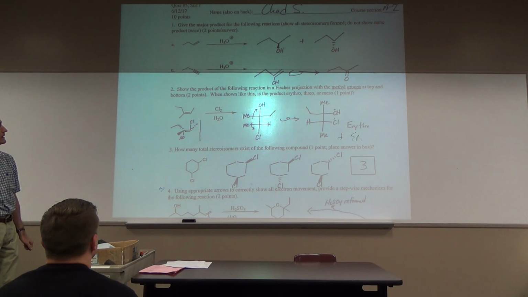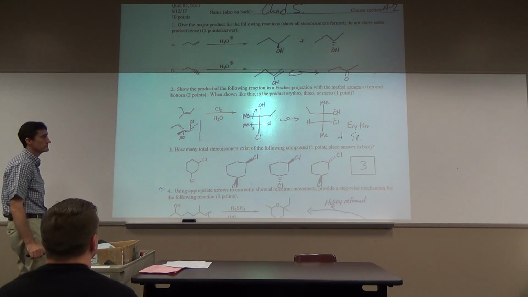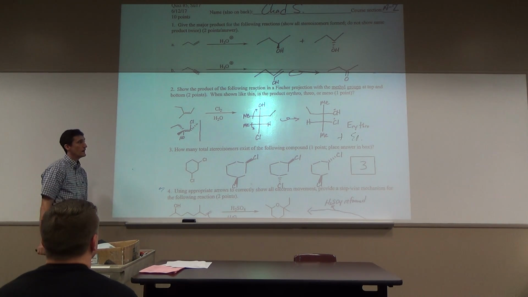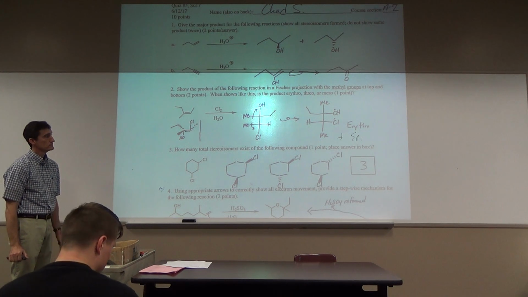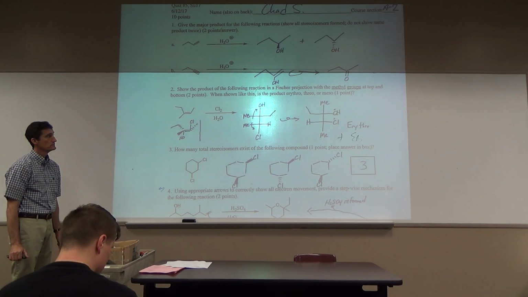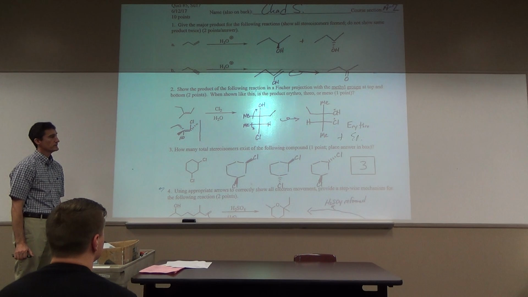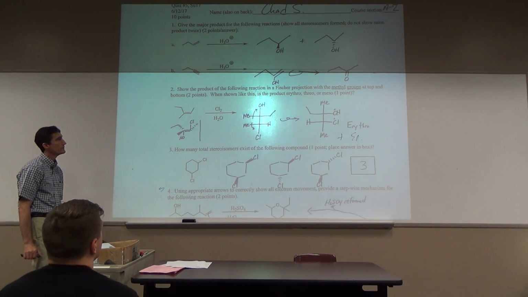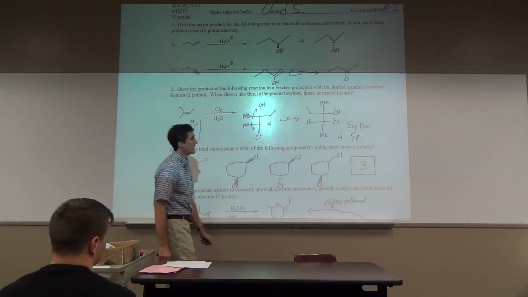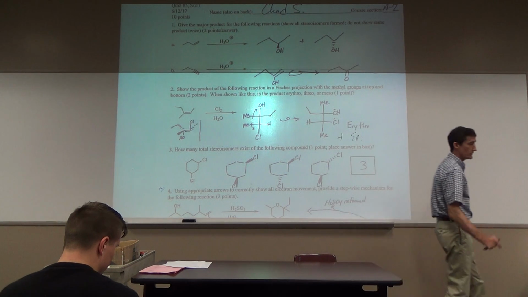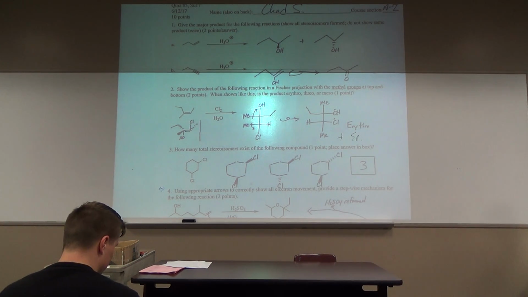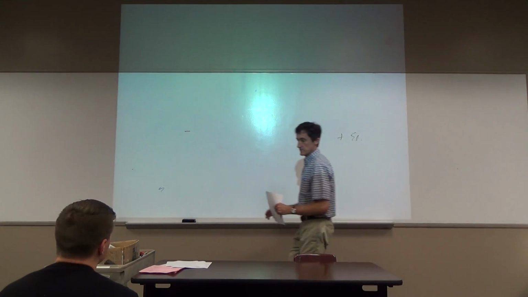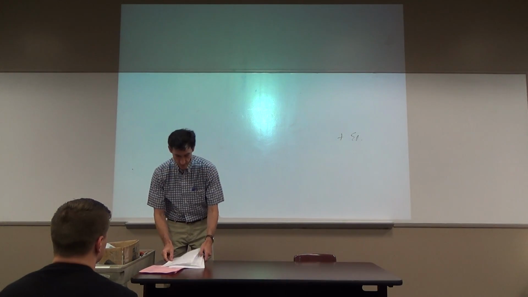So mine was the same. I had my OH and my chlorine on the left, which is just the enantiomer of what you have there, correct? It's just the enantiomer, yes. That would be okay. Okay. It would be erythro, though. It was. Okay. No other questions about that?